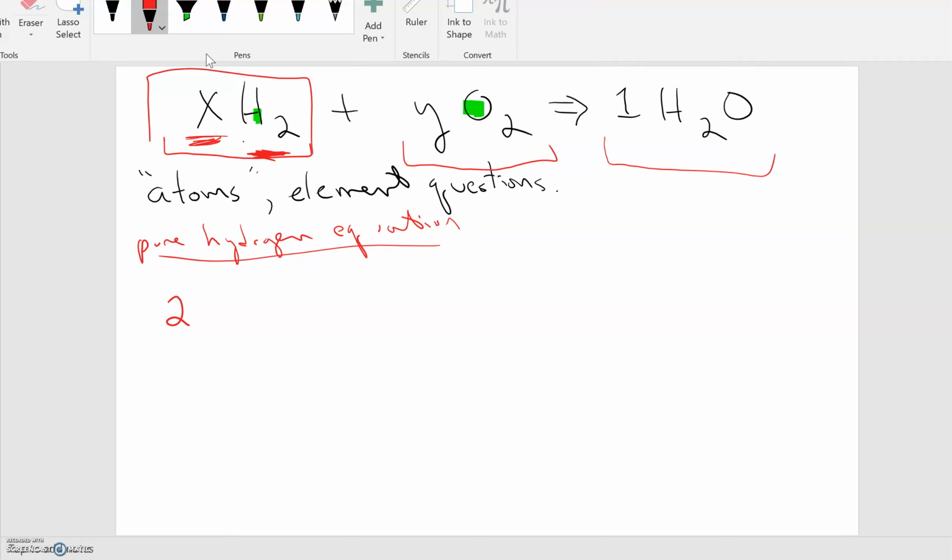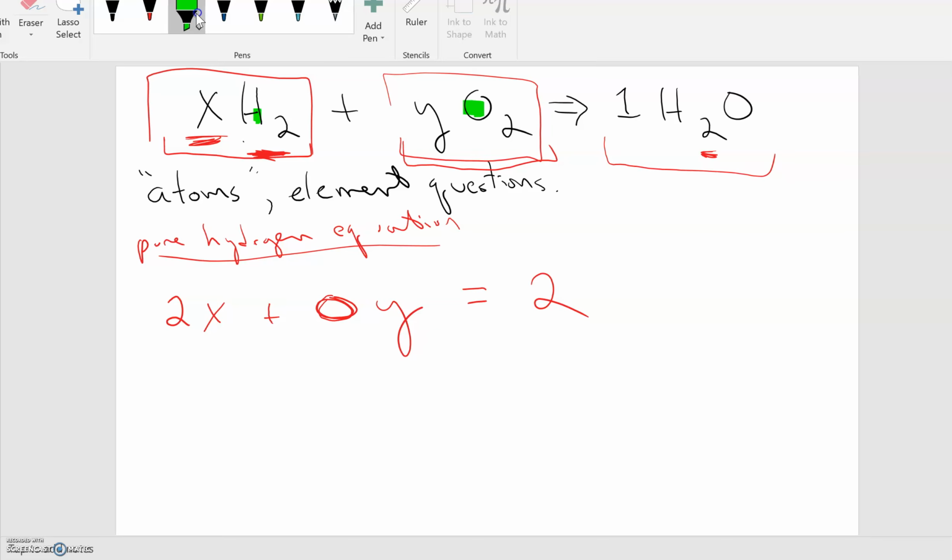So that would be 2X. And then for Y O2, how many hydrogens? Well, we have 0 hydrogens for Y molecules of O2 because there are no hydrogens in the O2. So it's 2X plus 0Y. And that has to equal the number of hydrogen atoms in 1 molecule of H2O, and 1 molecule of H2O has 2 hydrogens in it. Okay? So there's an equation.